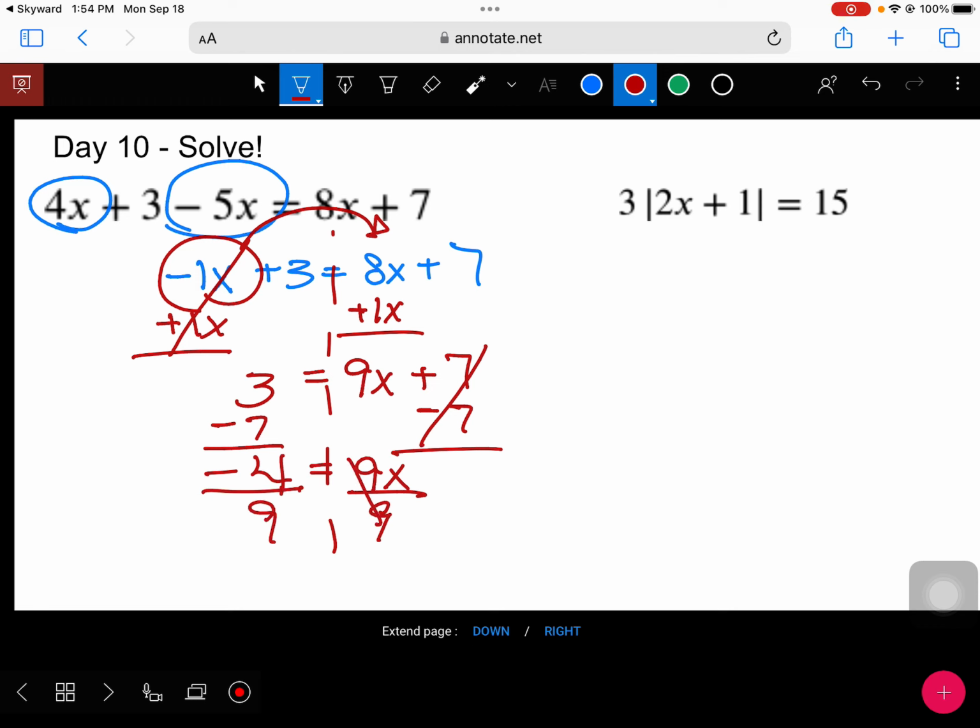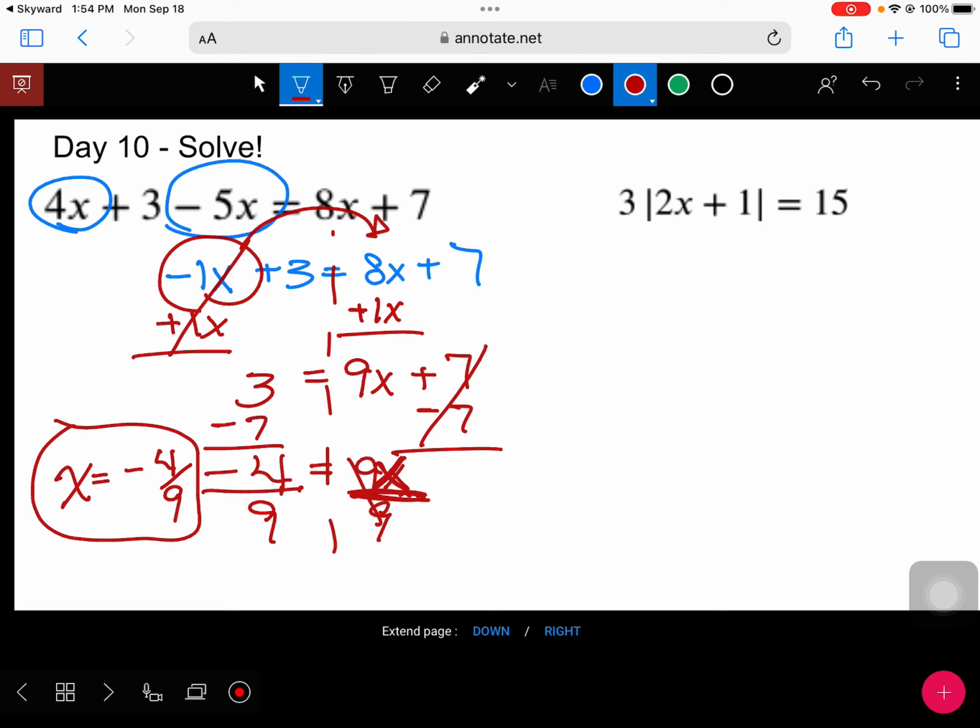So what we end up with is x is equal to negative 4 ninths. How many had x equals negative 4 ninths? Make sure where the x is that you are dividing by whatever's next to it. How many had x equals negative 4 ninths? Raise them high.